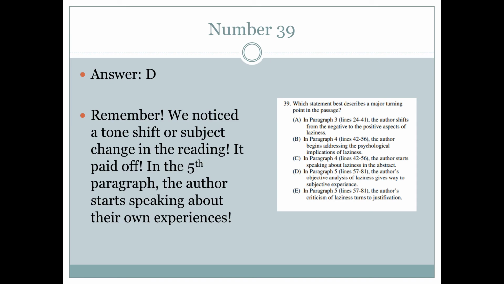So D says, the author's objective analysis of laziness gives way to subjective experience. Yes, subjective experience, right? His own personal anecdotes in terms of the situation itself. But for E, the author's criticism of laziness turns to justification. Not really. He's not really justifying anything. He's more about just explaining his own particular way of life. So in this case, it has to be D, and the payoff from our reading of topic sentences finally goes through.